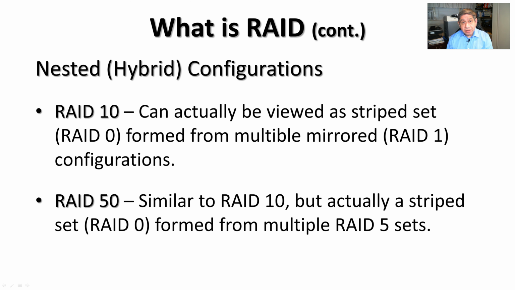RAID 50 is in a similar vein to RAID 10, but instead of being a combination of RAID 0 and RAID 1, which by the way is how it got the designation 10, it means RAID 1 plus RAID 0, but they leave out the plus. Well, RAID 50 is RAID 5 plus RAID 0. And it actually is a combination of RAID 0, as the name implies, and RAID 5.